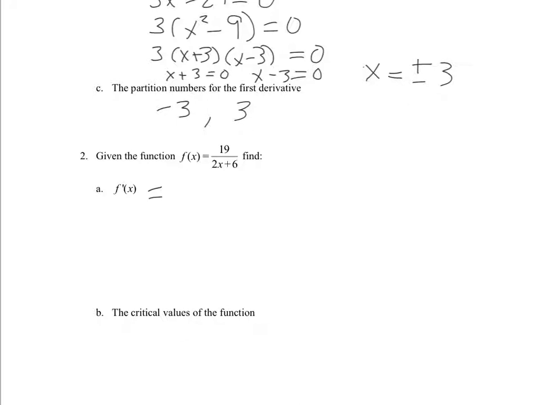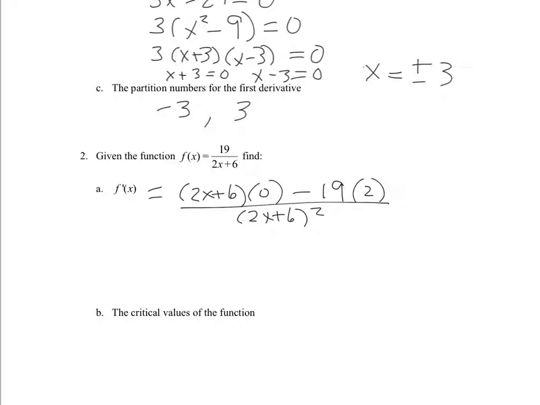I'll get you started. It's low what? D high. And what is the derivative of this numerator? What's the derivative of 19? 0, right? Then what? Minus, what comes next? High, D low. All right, what's the derivative of that denominator? Just 2. Over, what? Low squared. So I have 2x plus 6 in parentheses squared.